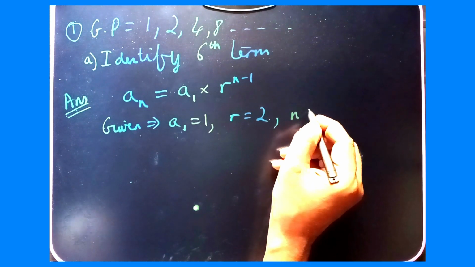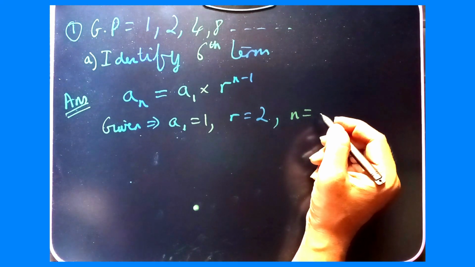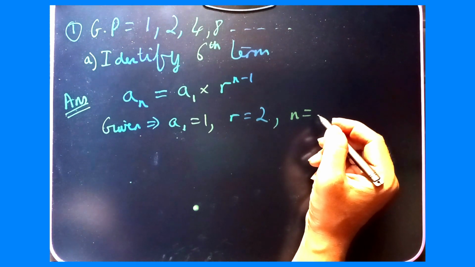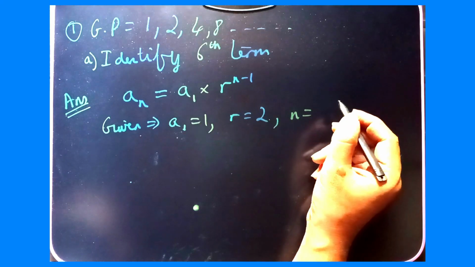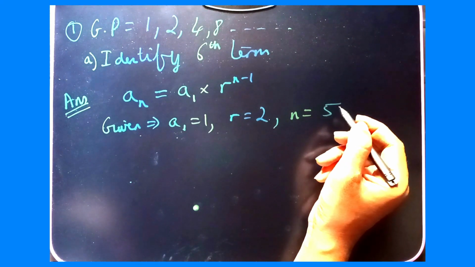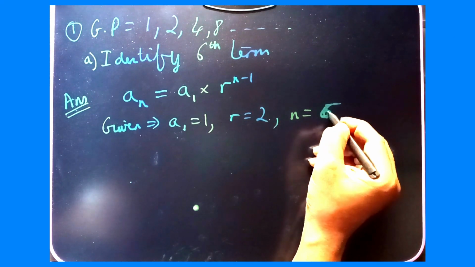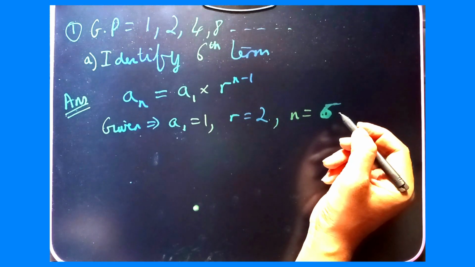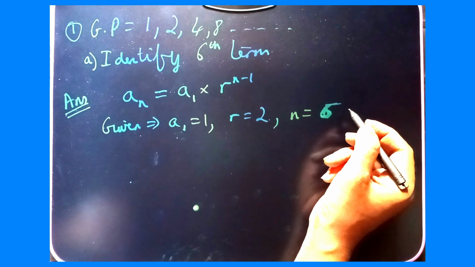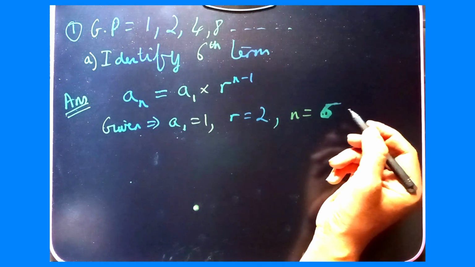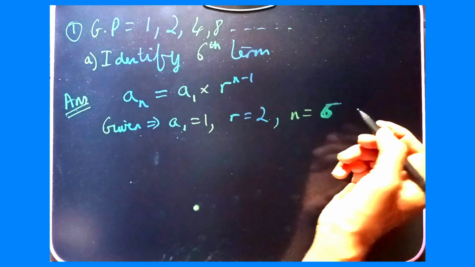And how many terms are there? Do we know the total number of terms here? The total number of terms is 5. Okay? It says identify the sixth term. That means the 5 terms are given. You have to identify the sixth term. Sixth term means n will become equal to 6.